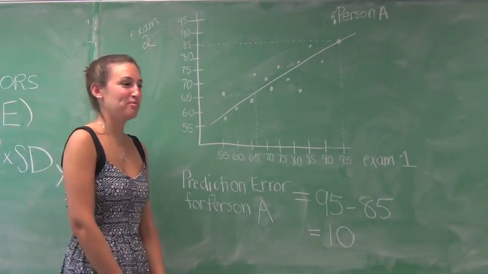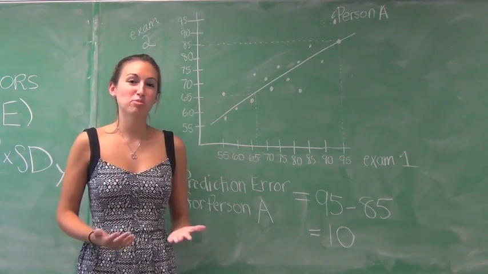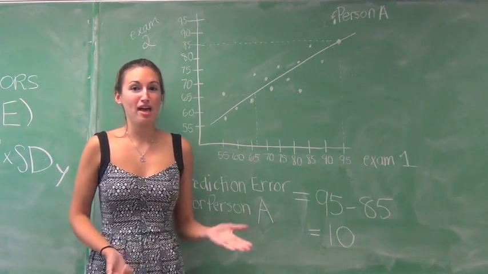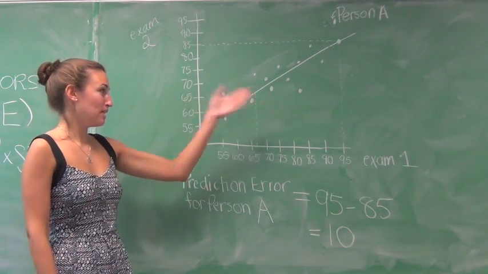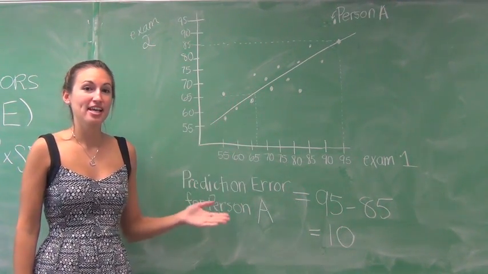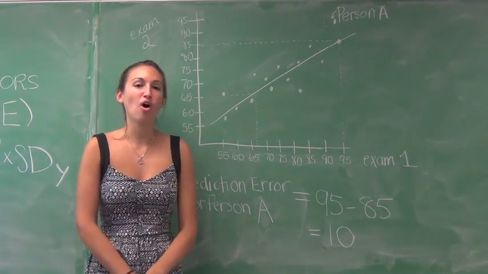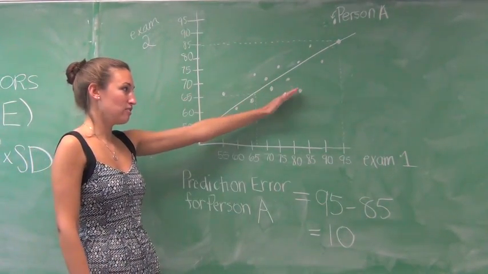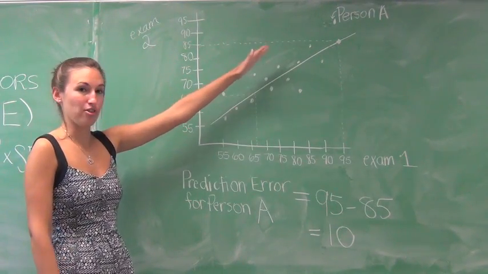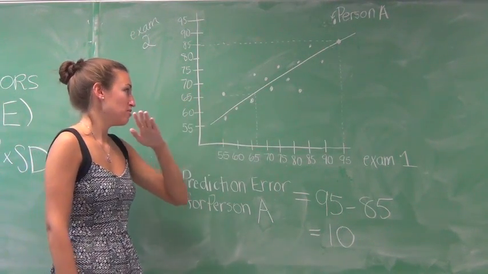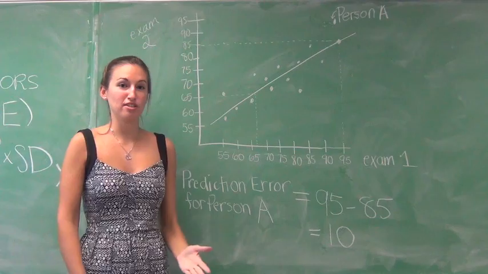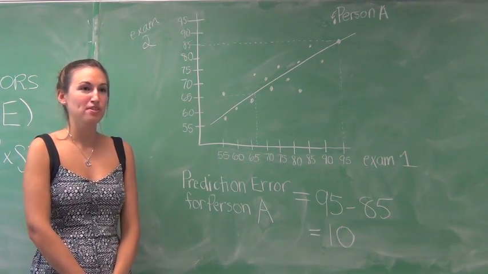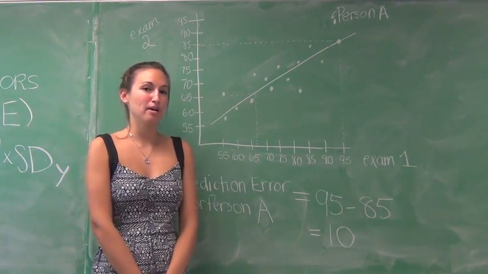So now you guys are probably wondering, what can we do with these prediction errors? Well, first, we could look at the average of them. However, if we have a plot like this with a regression line, the average of the prediction errors is always going to be 0. And this is because all of the negative ones will eventually cancel out the positive ones. So no matter what kind of graph you have, the average of your prediction errors or residuals is always going to be 0. So that doesn't really help us that much.